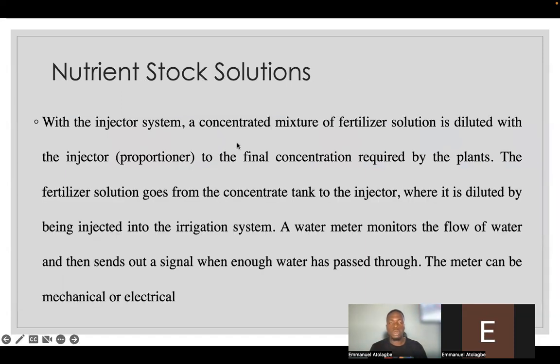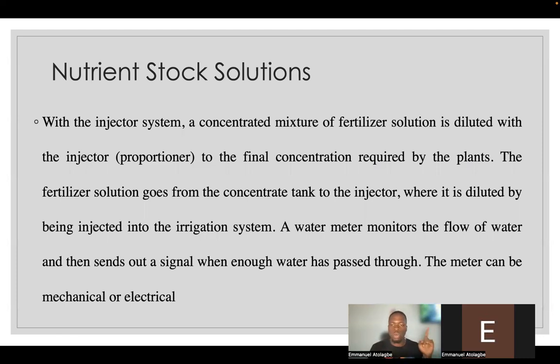So moving on, we have skimmed through nutrient solution. So let's talk about stock solution. In stock solution, you have a concentrated fertilizer solution in a container. You do not need a big tank. You just need a small concentrated fertilizer in a very small bucket, and in this small bucket, you increase the strength.